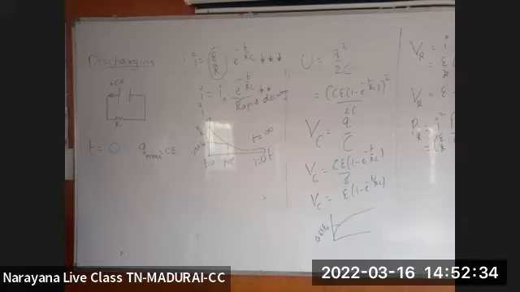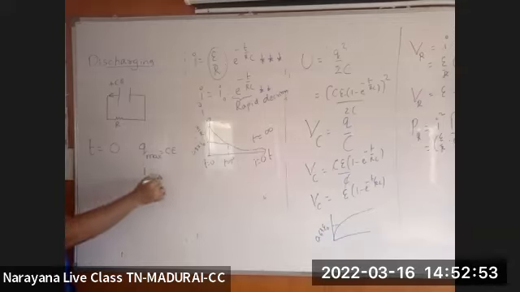What is the current here initially? Respond. Initially, what is the current in the circuit? I am asking you. Maximum. E by R. These are the initial conditions for this one. Anyway, I am going to prove also. Understood? Okay. Why not C by T?